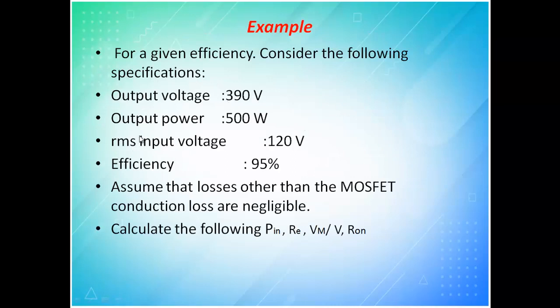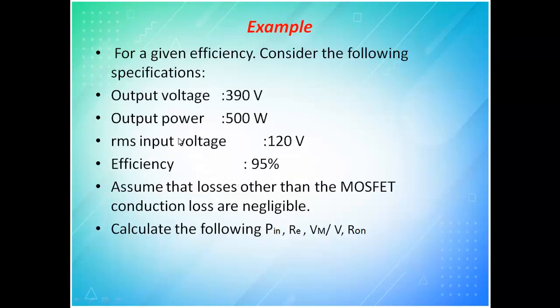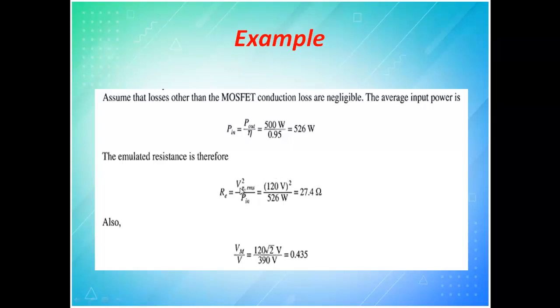Okay, now let us do a small example. Output voltage is 390, output power is 500, input RMS voltage V RMS is given, efficiency is given. They asked us to calculate the power in, RE, Vm by V and R on. All are direct formulas. Power in is equal to power out divided by efficiency. They told the output power and the efficiency, so we calculate input power. Then RE they are asking, it is V RMS squared by power in. V RMS is given, 120, divided by the power we have calculated. So the RMS input voltage squared divided by power in will give RE.